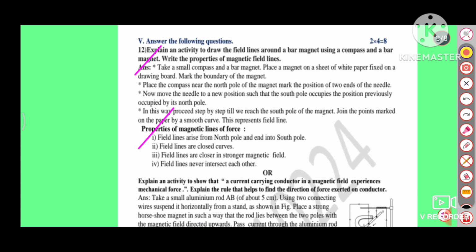Field lines arise from the north pole and end in the south pole. Second, field lines are closed curves. Third, field lines are closer in a stronger magnetic field. Fourth, field lines never intersect each other.